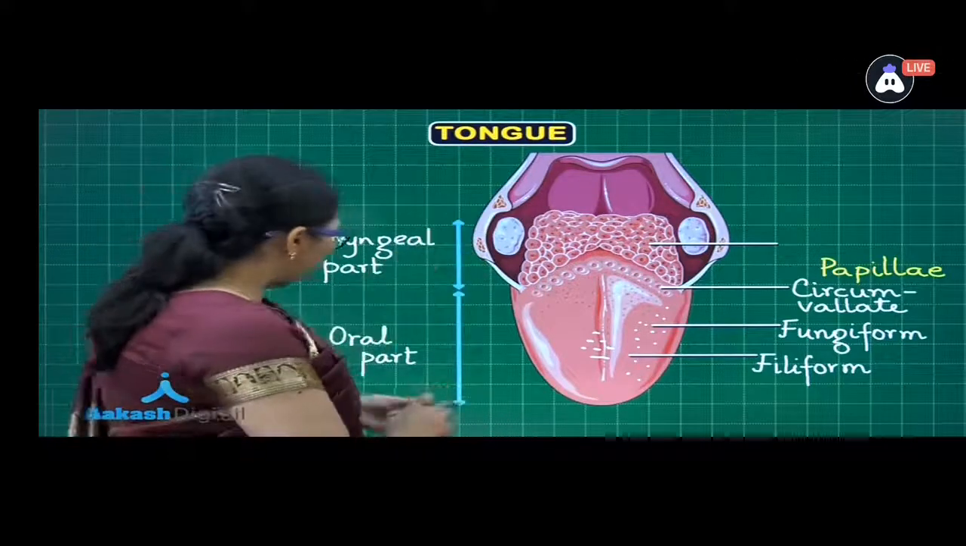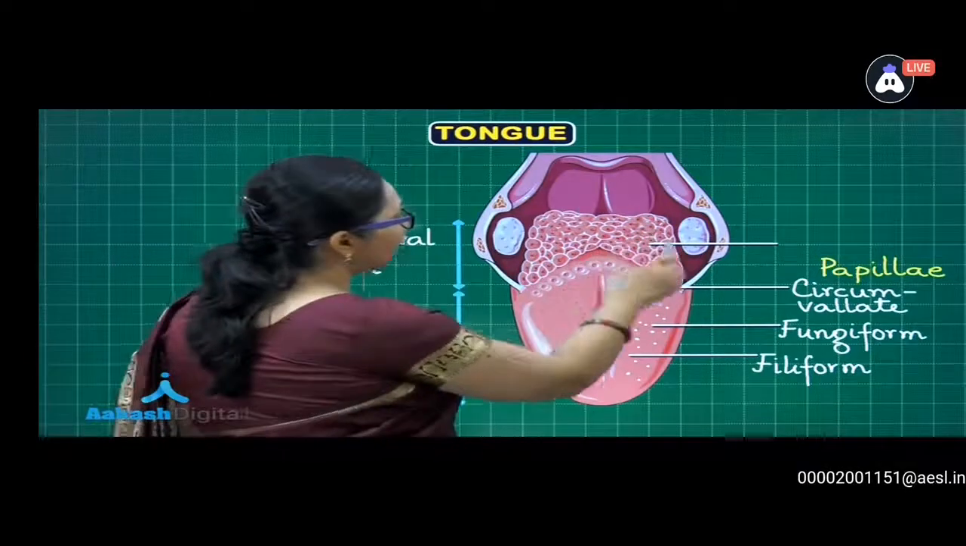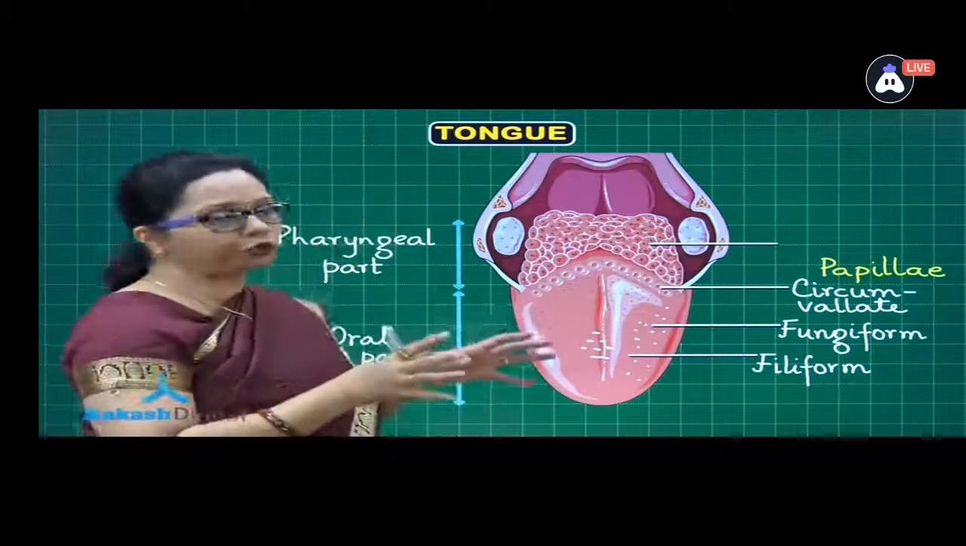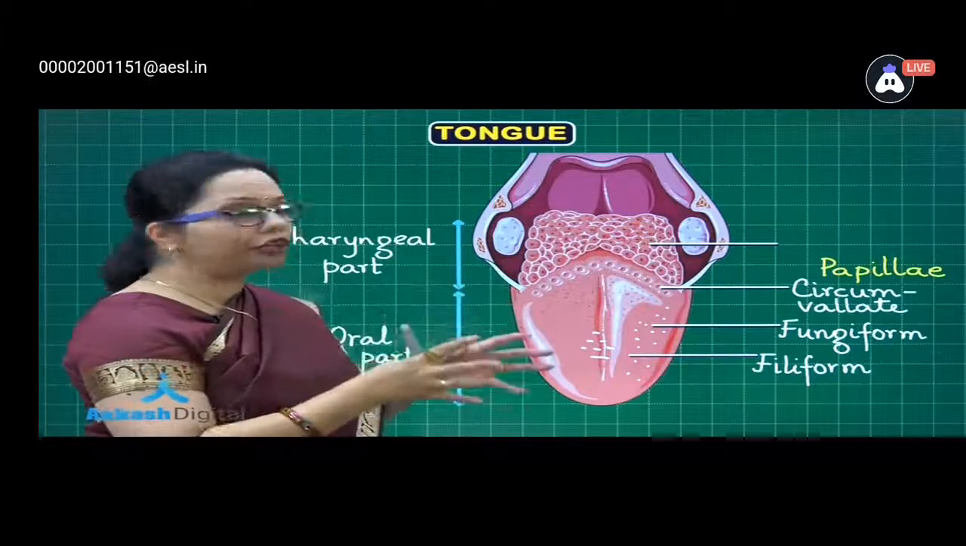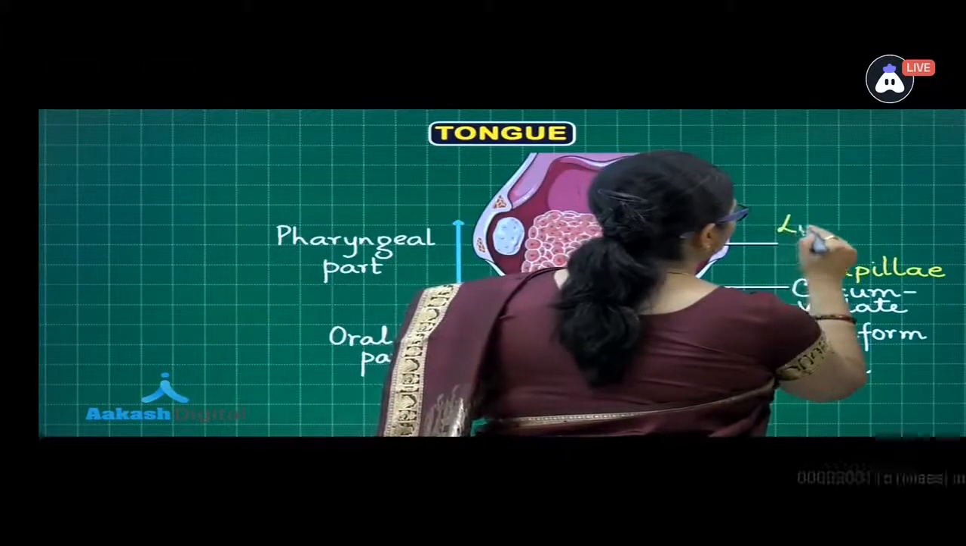And on this pharyngeal part of the tongue, there is the presence of a tonsil, which is a lymphoid tissue that is concerned with immunity, and this tonsil is called the lingual tonsil.